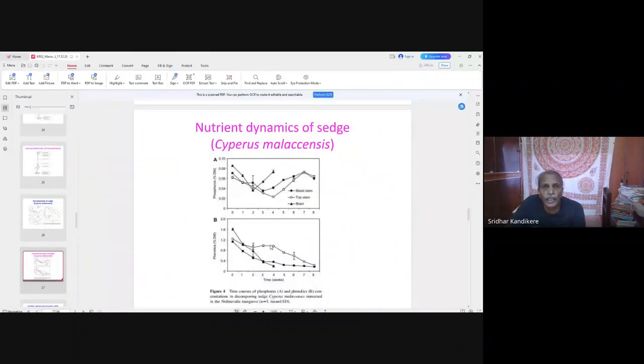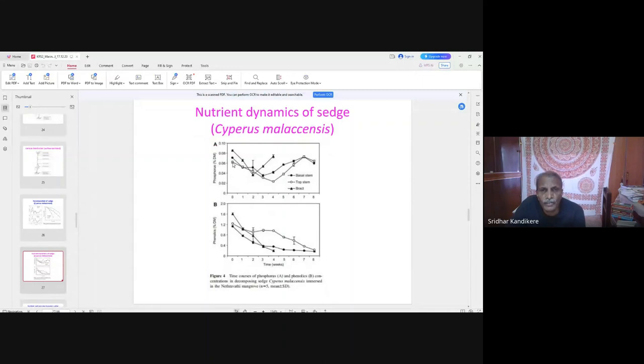If you look into the nutrient dynamics of Cyperus melasensis, phosphorus is high. I think I have shown you, it came down and again reached a height, because this is how phosphorus plays an important role. Whereas phenolics are water soluble and decrease. See here how the difference is there with regard to basal stem, top stem, and also bract. Bract is going to truncate here itself because it will not stay more than 4 weeks in water.